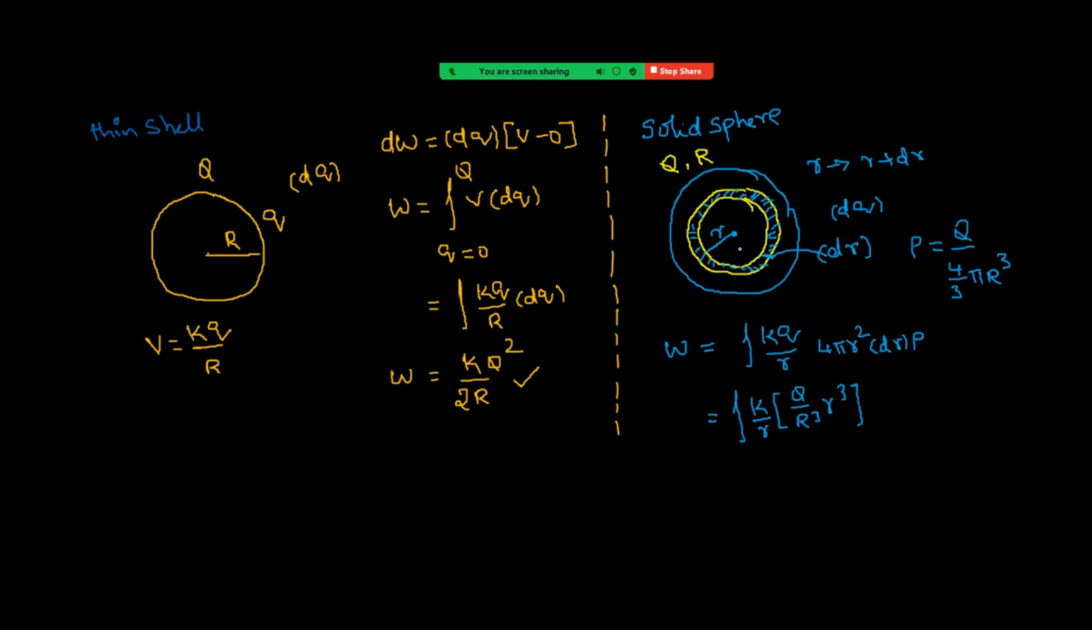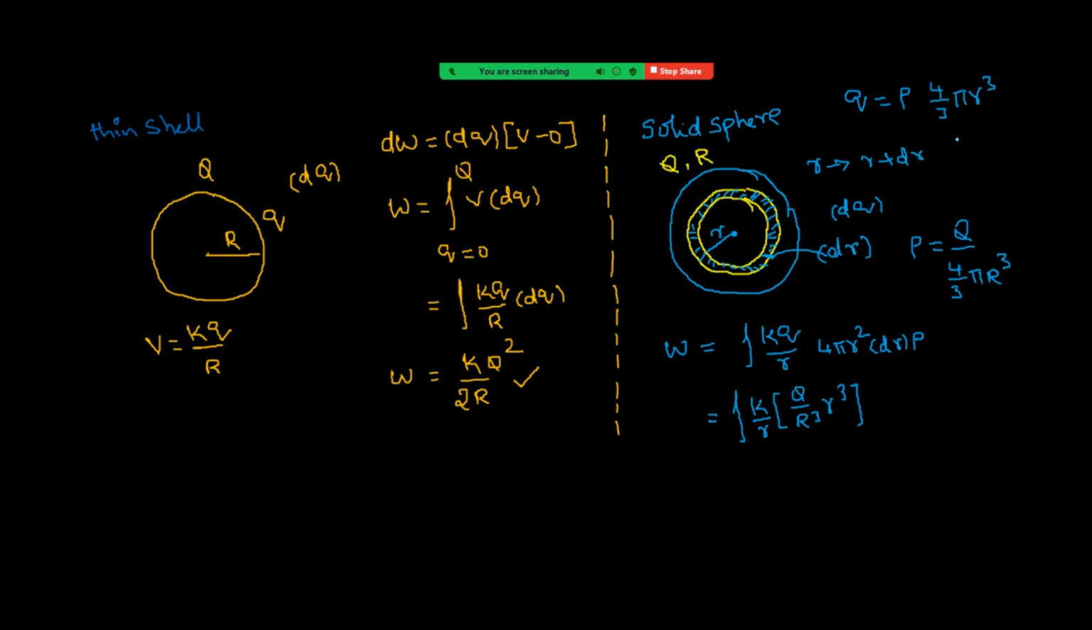Charge is now proportional to volume, right? So here volume, how much? 4 by 3 pi small r cube. And total volume is 4 by 3 pi capital R cube. So in the place of q, I will write q equal to rho into 4 by 3 pi r cube. In the place of rho, take this value, 4 by 3 pi gets cancelled.